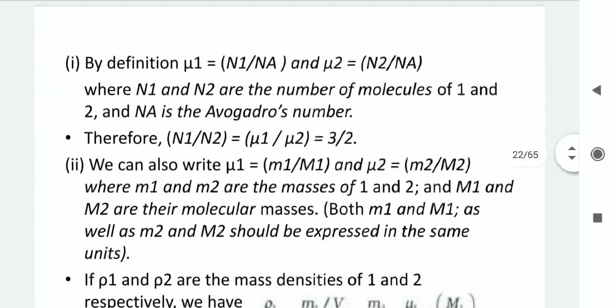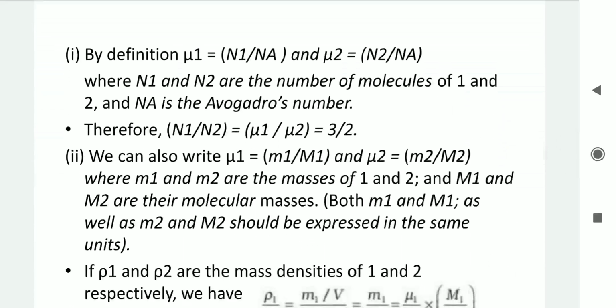And we know mu 1 is equal to N1 by Na and mu 2 equal to N2 by Na. Here N1 and N2 are the number of molecules available in gas 1 and 2, and Na is the Avogadro number. So by taking the ratio of mu 1 and mu 2, we get the ratio N1 by N2, that is again equal to 3/2.